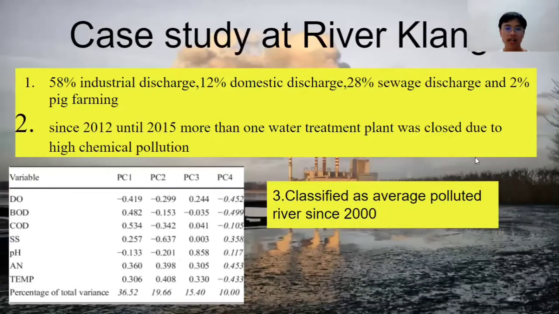And here is the case study at River Klang of Malaysia. We can see that there are 55% industrial discharge, 12% domestic discharge, 28% sewage discharge, and 2% pig farming detected in the River Klang. We can also see that from 2012 until 2015, more than one water treatment plant was closed due to the high chemical pollution in River Klang. From the table here, we can see how damaging the chemical pollution is at River Klang, which has also been classified as an averagely polluted river since 2000.